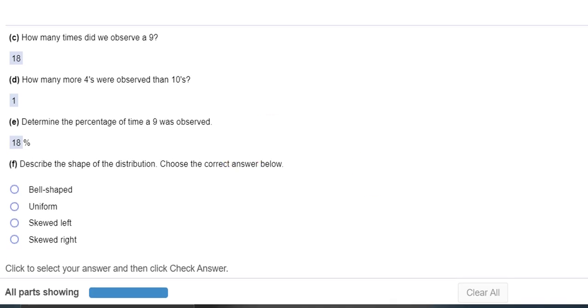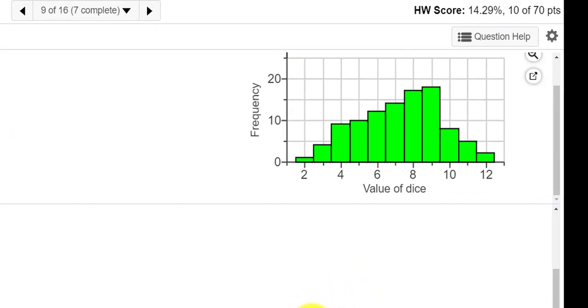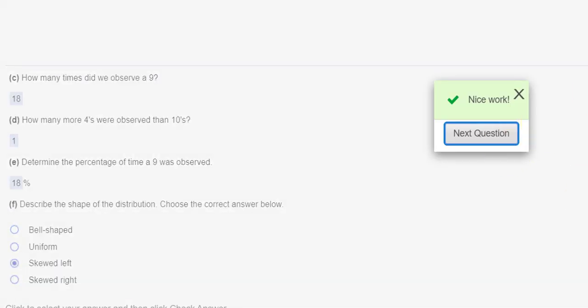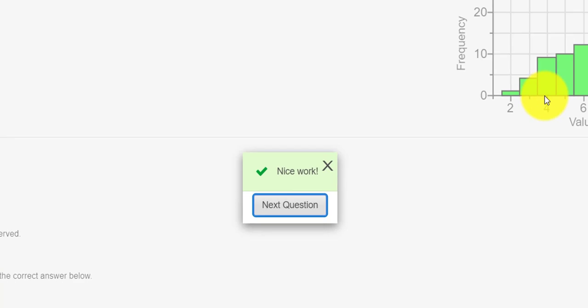And if I had to say, is this skewed right or left? I mean, it sort of looks like a bell, but the tail is longer to the left, so maybe I'd say skewed left. And we get the nice work. That's a tough one, though. This wasn't really that clear to me.